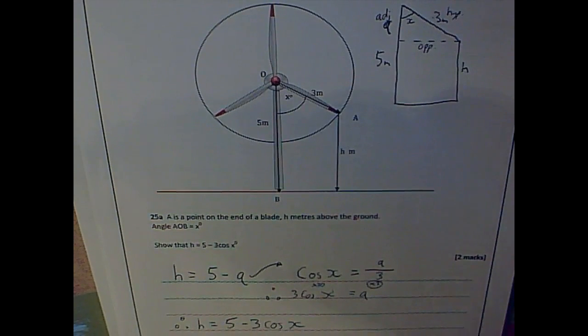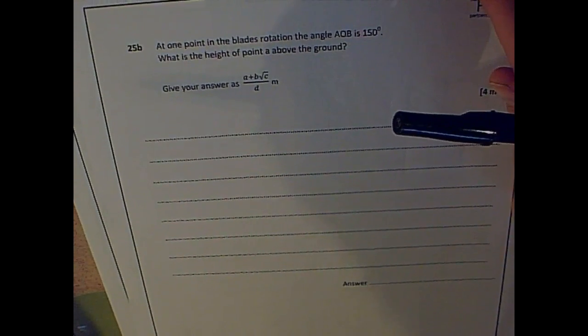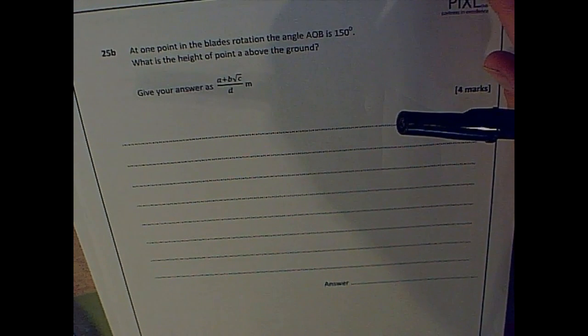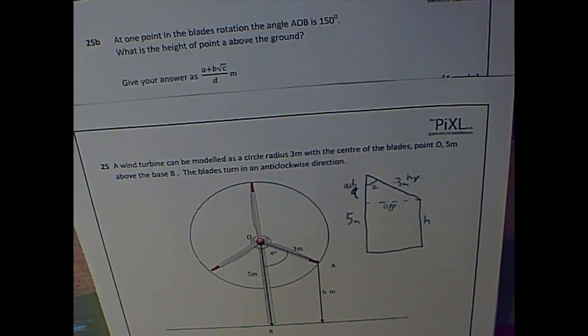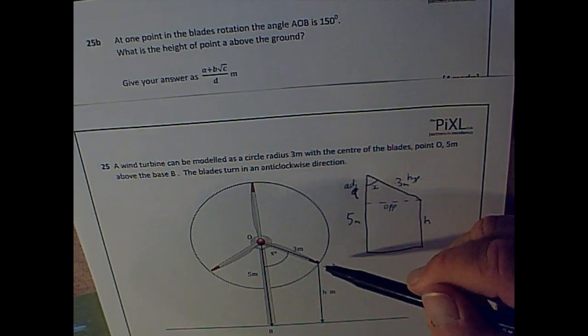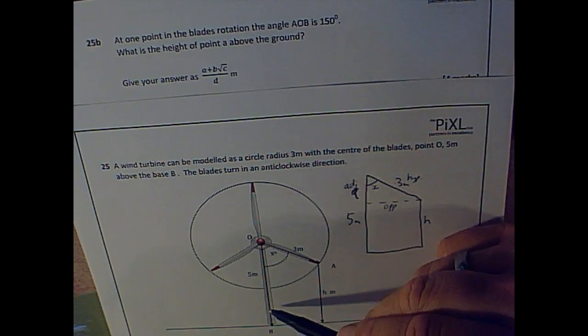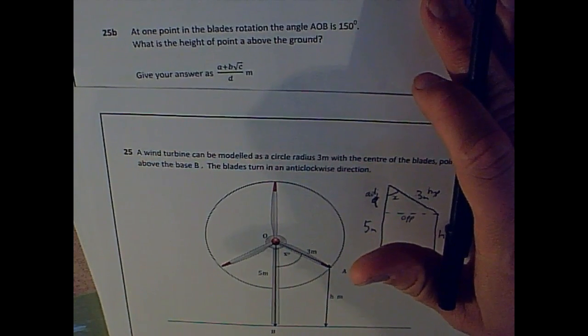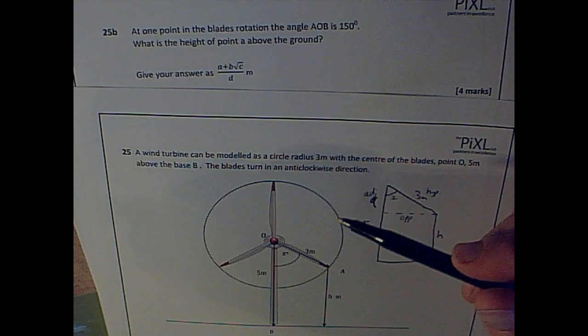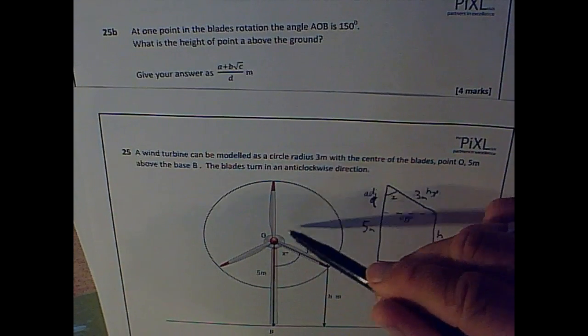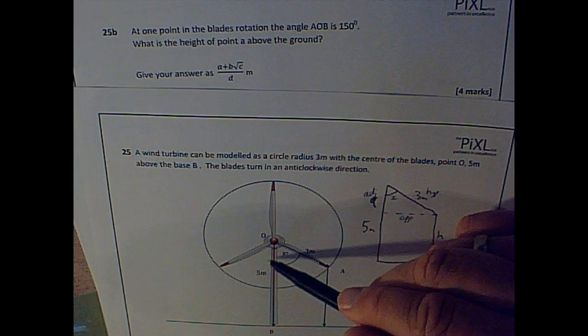Let's go on to question 25B. I have to turn the page. Right. I'm going to have to create a new diagram for this, I think. At one point in the blade's rotation, the angle AOB, so let's just have a look here, the angle AOB is 150 degrees. So it's going to be something like that, to make that angle 150 degrees, AOB.